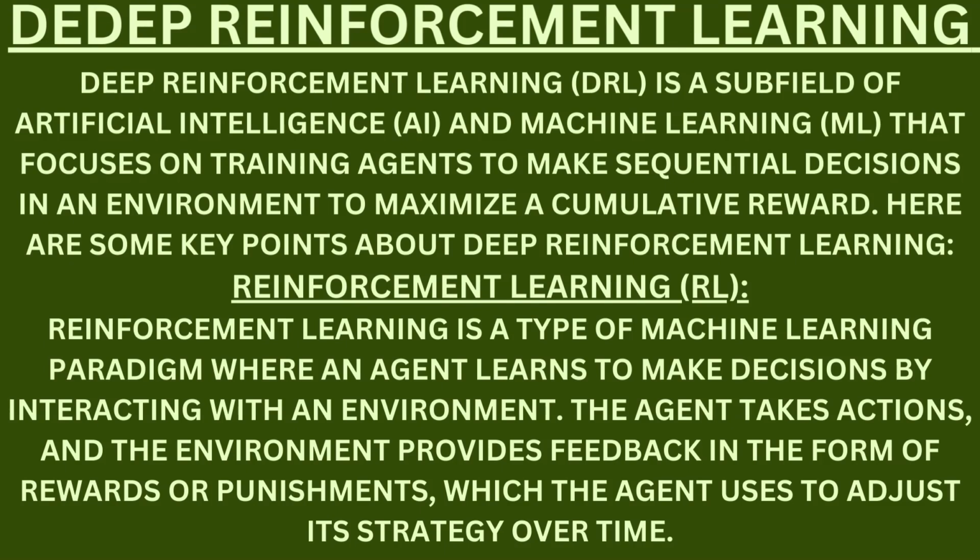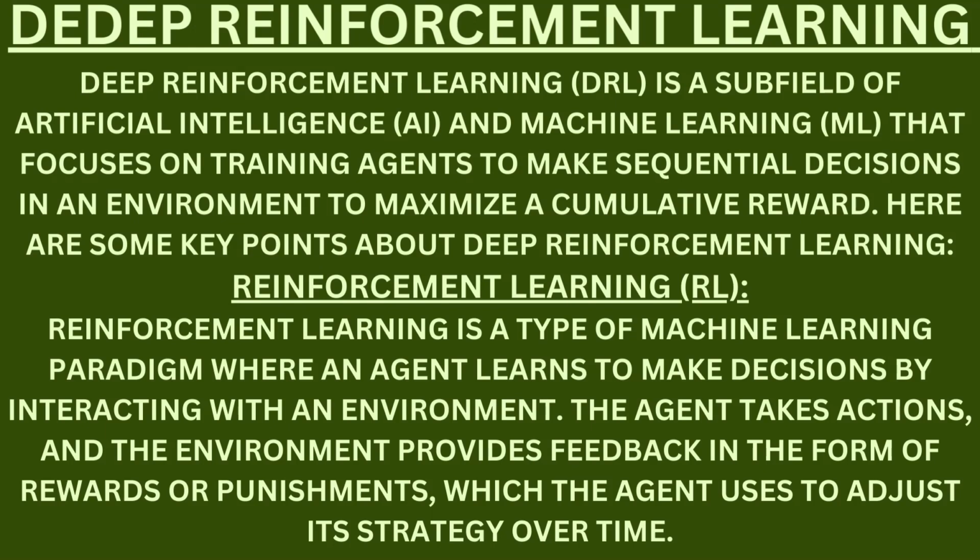Let's start our topic. Deep Reinforcement Learning (DRL) is a subfield of artificial intelligence and machine learning that focuses on training agents to make sequential decisions in an environment to maximize a cumulative reward. Here are some key points about deep reinforcement learning.